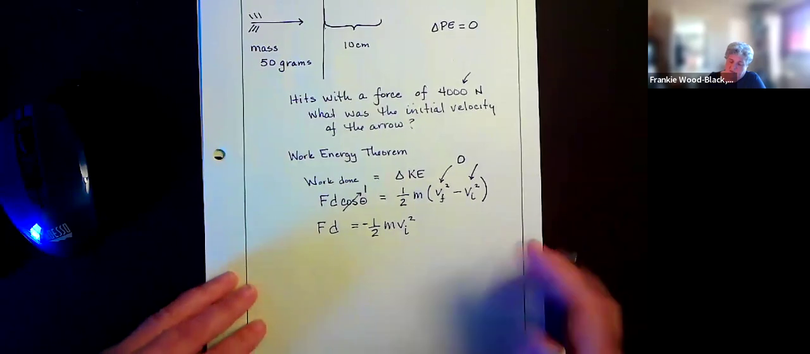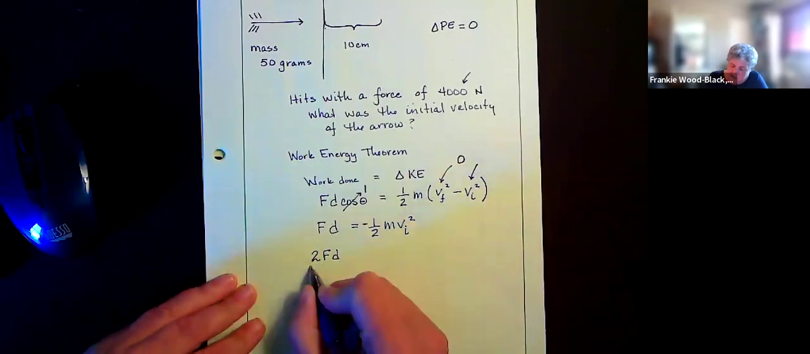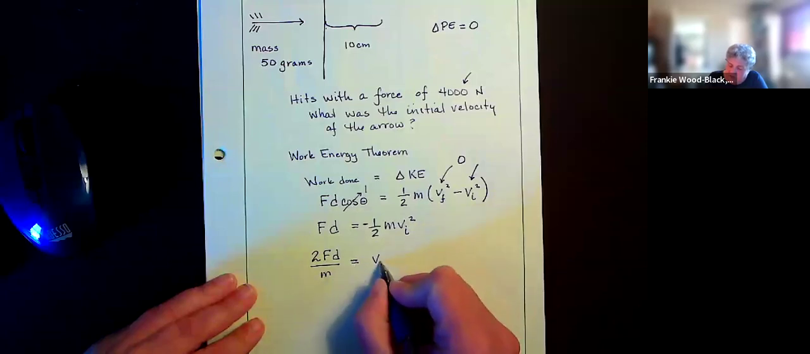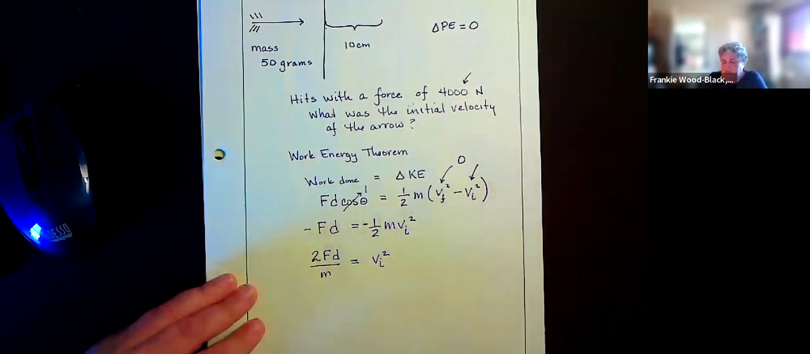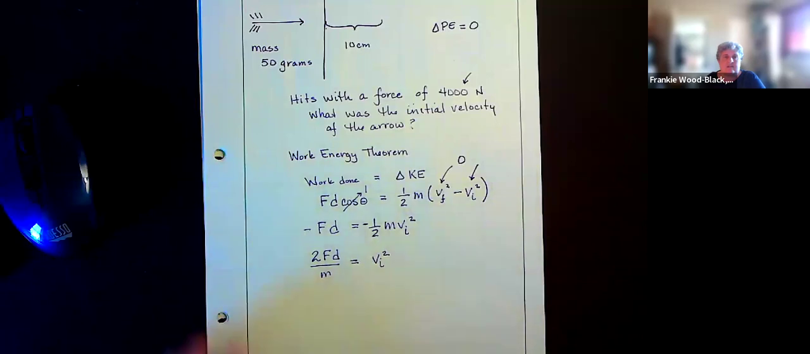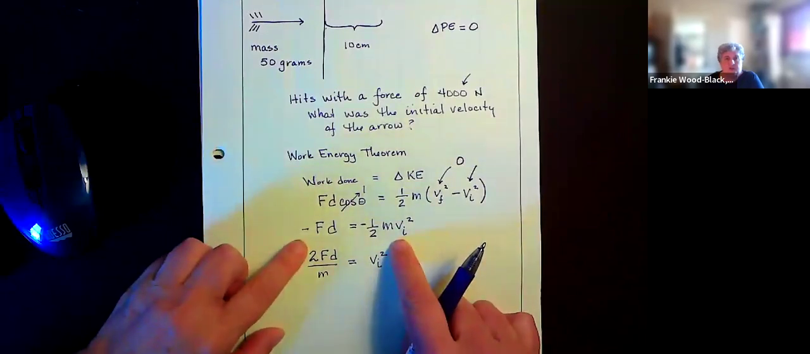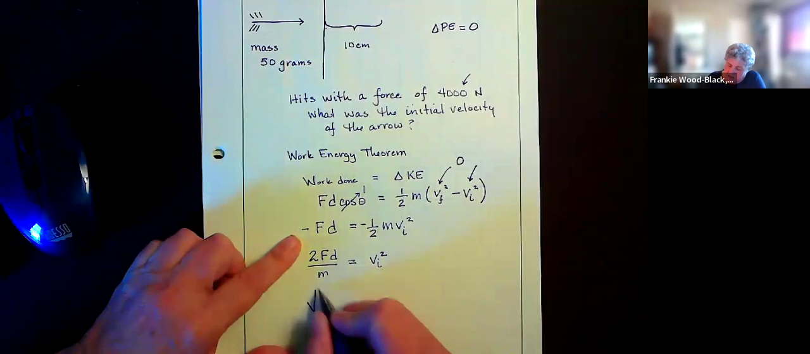So now I'm going to get 2 times my force times my distance divided by the mass is going to equal the initial velocity squared. And because that's going opposite, I need to make sure I got negatives, because a square root of a negative is not going to help me out. And we can infer these directions there. So we're okay there.